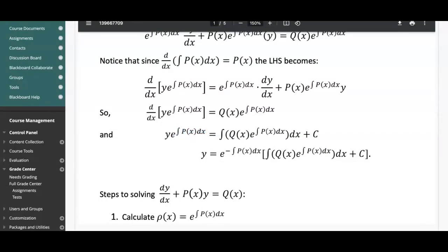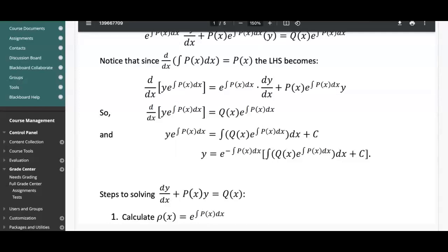So we divide both sides by this E term. So we get y equals the e to the negative integral term. The negative exponent is basically just dividing by this term. The notation is complicated, but once we see the example, it becomes much easier.